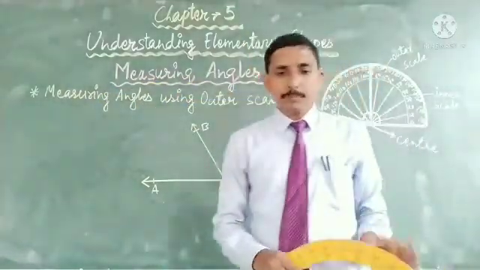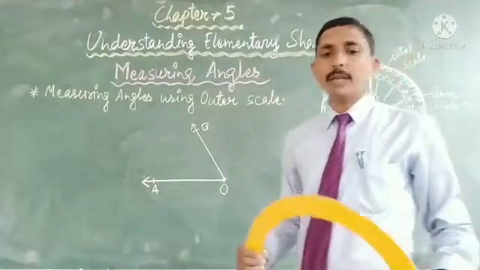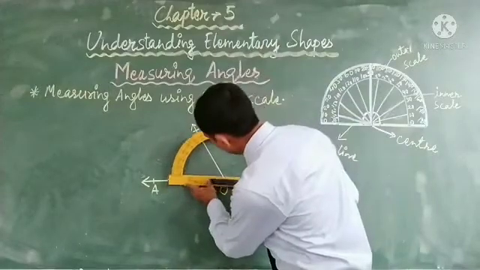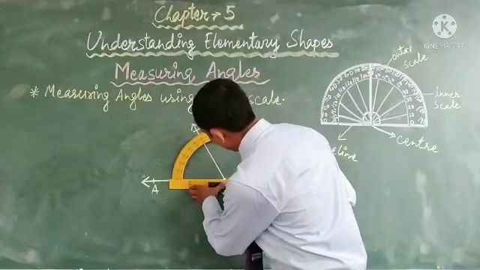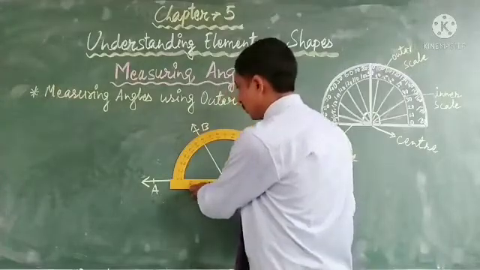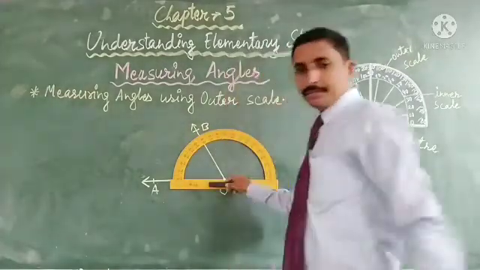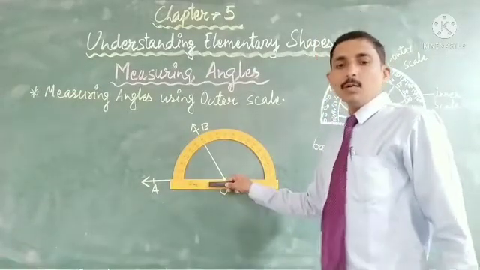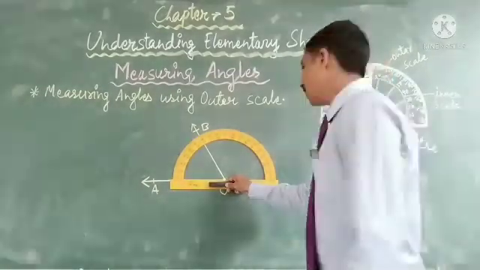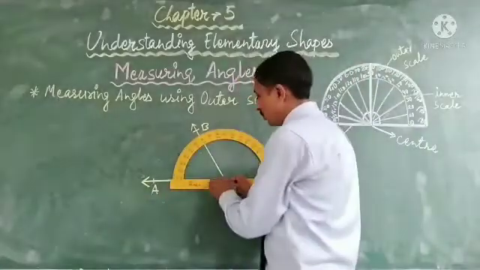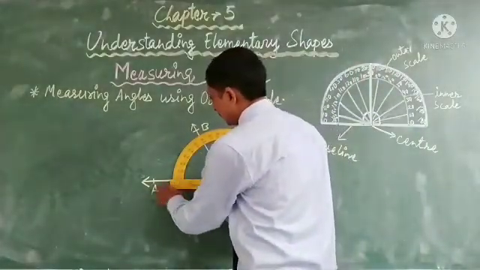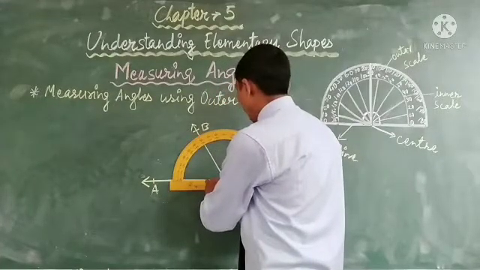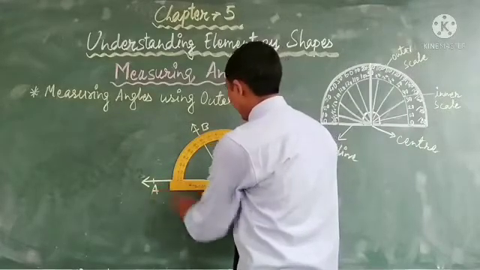So what we have to do? We have to place the center of the protractor on the vertex O of angle AOB. You see, this is vertex O. And place it such that the baseline on the protractor coincides with the base OA of angle AOB. So you see the baseline coincides with the arm OA of angle AOB.